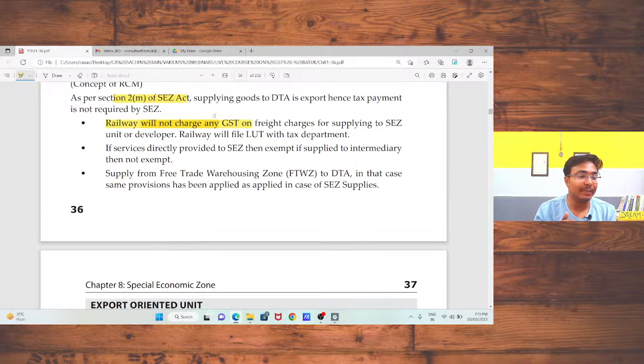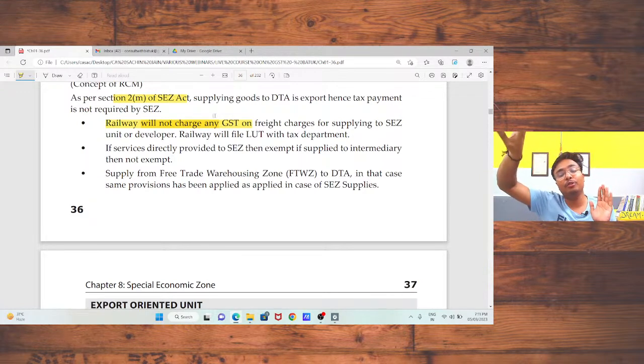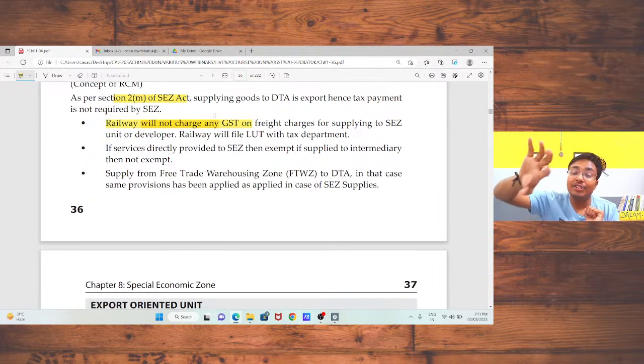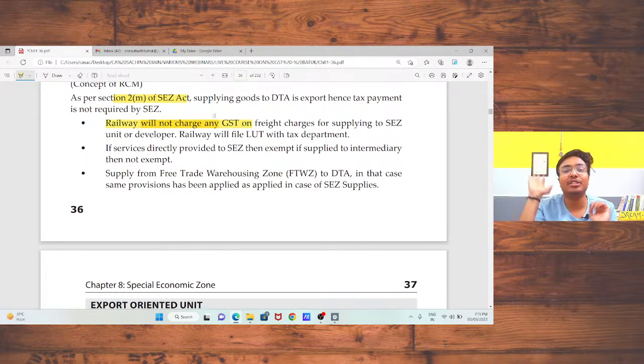Re-explain the RCM concept. The RCM concept means that if an SEZ unit is providing any services or any goods to any other registered person, in that case the SEZ unit need not pay any type of tax. In that case, the recipient has to pay the tax on a reverse charge basis. Since the recipient is going to pay the tax, there is no liability on the supplier, that is the SEZ unit, to pay the tax. That is the concept of reverse charge mechanism.